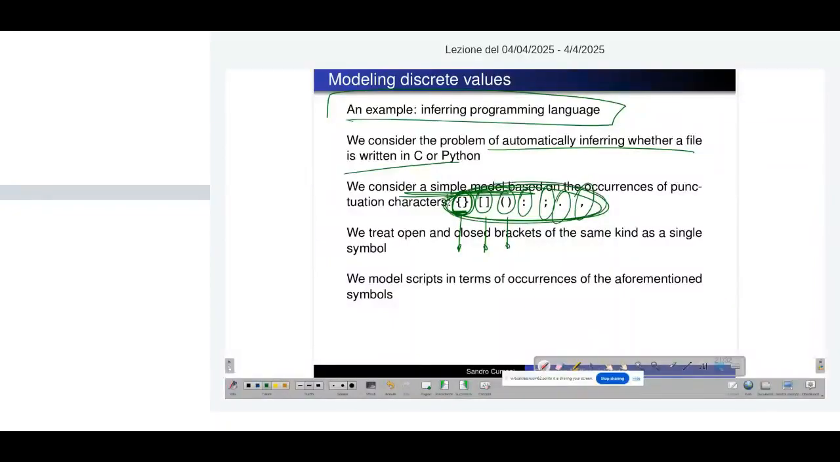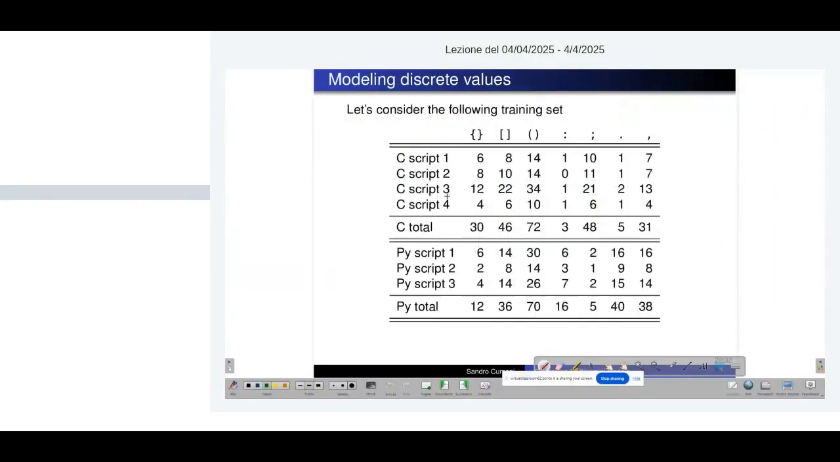So let's see how we can build a model for this. Now, these are values taken from very simple scripts, so short scripts, but if I remember right, this should be real values. You have training set that consists of 4 C scripts and 3 Python scripts. Now, depending on whether you use the categorical or multinomial model, they will be represented differently. Here we use the multinomial representation, but we said the model is the same. The multinomial representation, we count for each document the number of occurrences of each symbol.